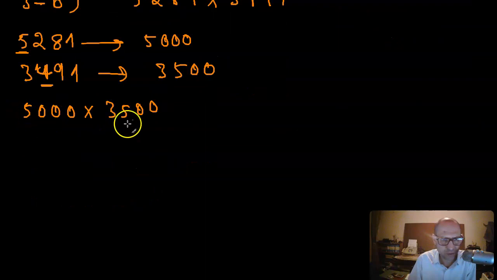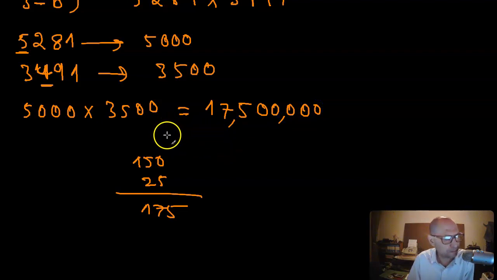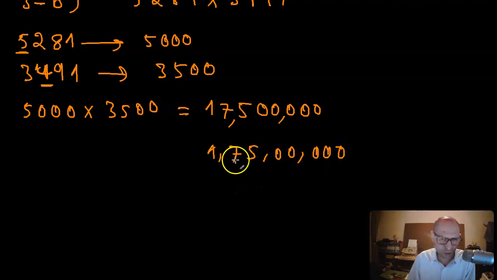Now this is the same thing as 5 times 35, which is the same as 150 plus 25, that's 175, right? So that's 175, and then I have 3 plus 2, 5 zeros over here. That's 17,500,000, or you could write it as 1,75,00,000, which is in the Indian system of numeration, right?